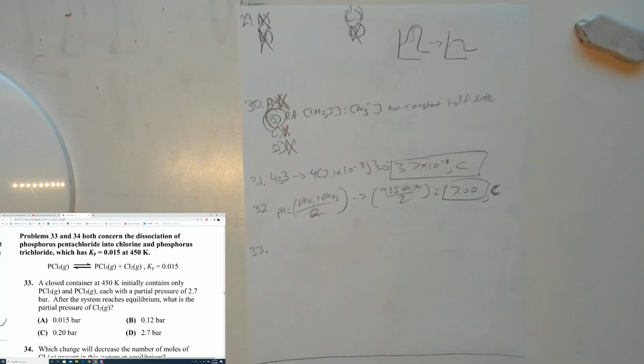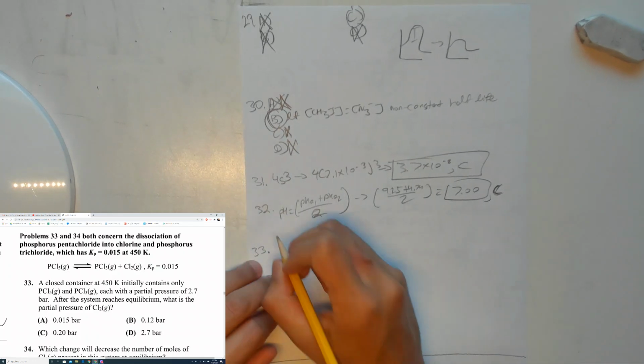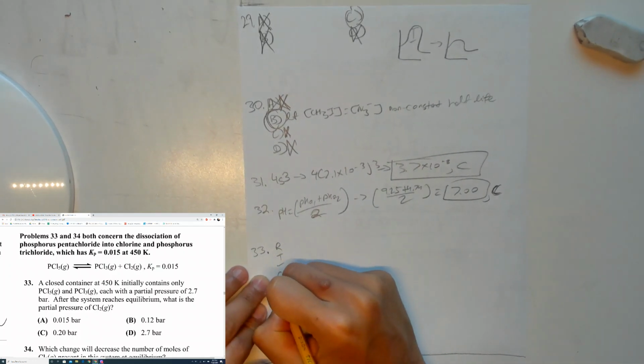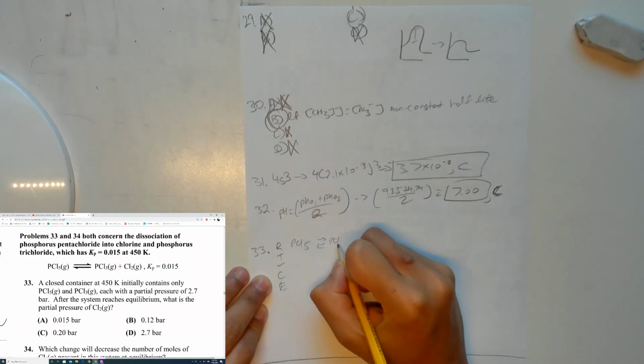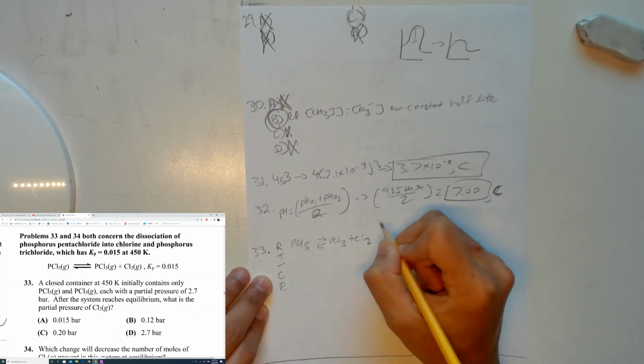A closed container at 450 Kelvin initially contains only PCl5 and PCl3, each at a partial pressure of 2.7 bar. After the system reaches equilibrium, what's the partial pressure of Cl2? So this is a standard equilibrium question. So we're going to do your typical RICE table, PCl5 in equilibrium with PCl3 plus Cl2.